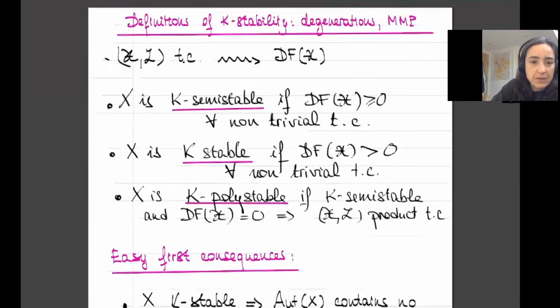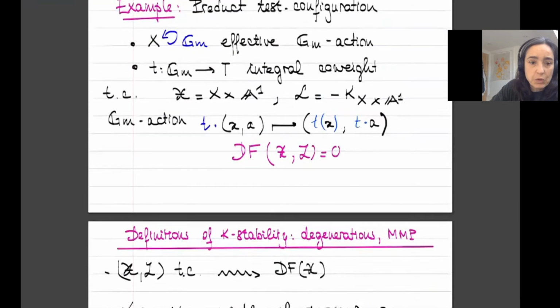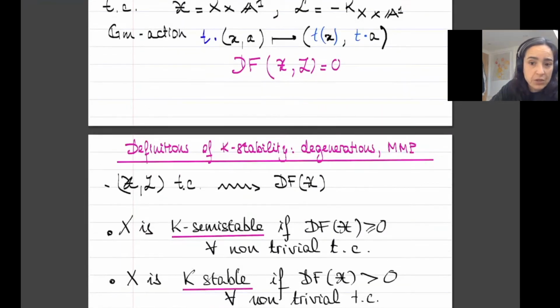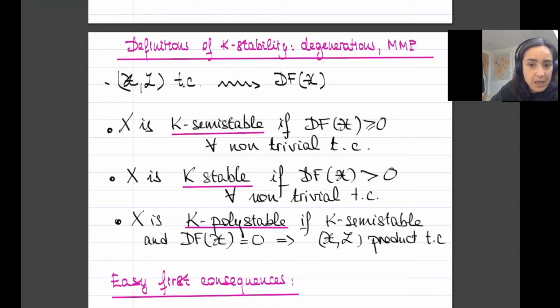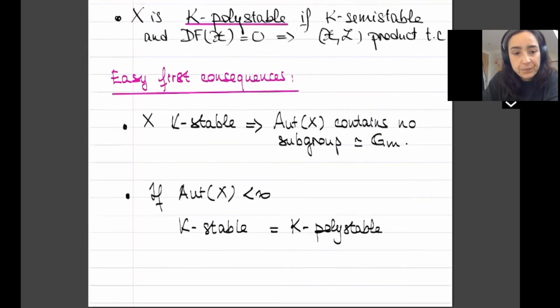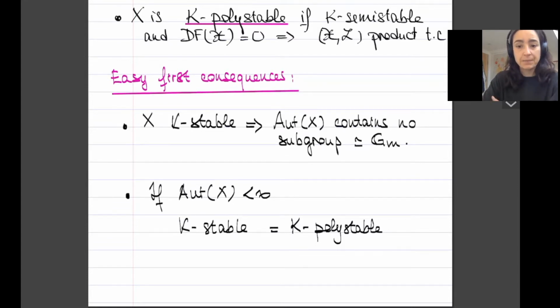So the easy first consequence of these definitions is that as soon as you have a product test configuration, your Fano cannot be K-stable. As soon as you have an effective G_m action, your Fano variety will not be K-stable, but it might be K-polystable. So if X is K-stable, the automorphism group of X can contain no subgroup isomorphic to G_m. And if the automorphism group is finite, the two notions of K-stability and K-polystability end up being the same.